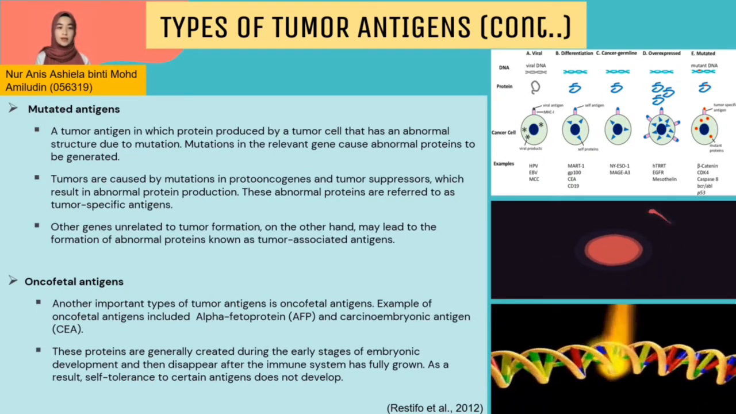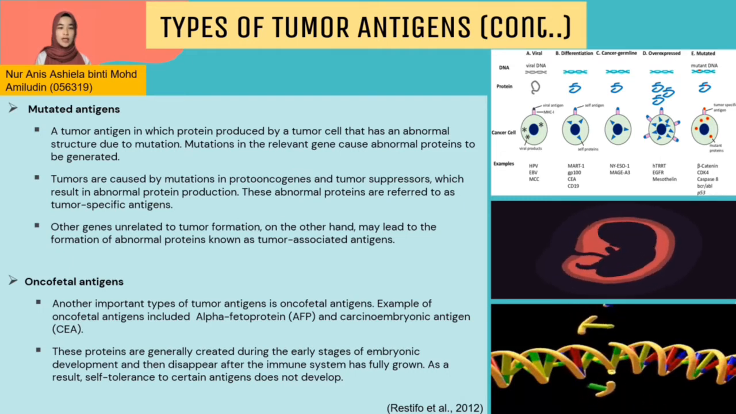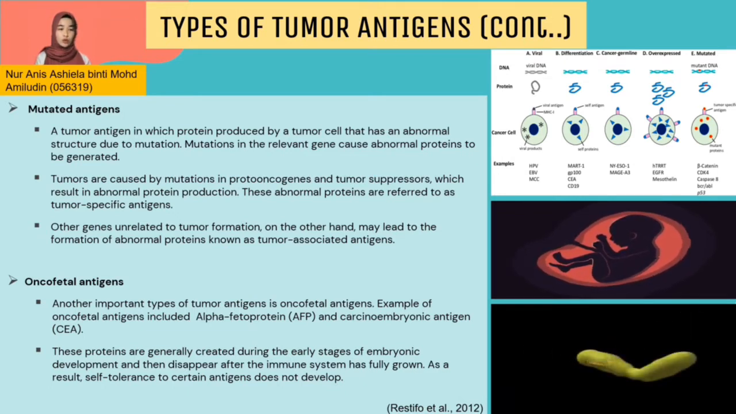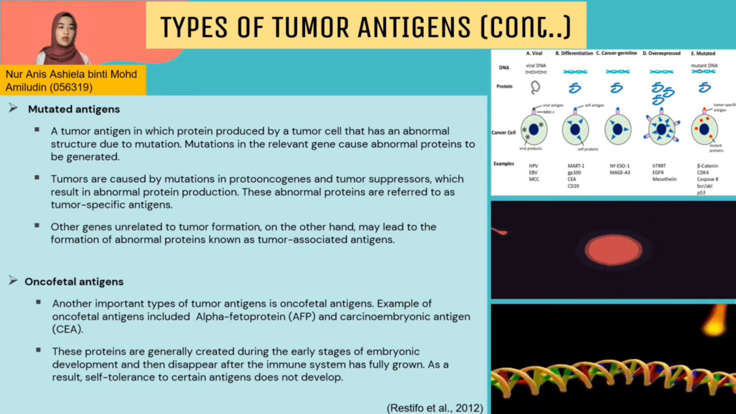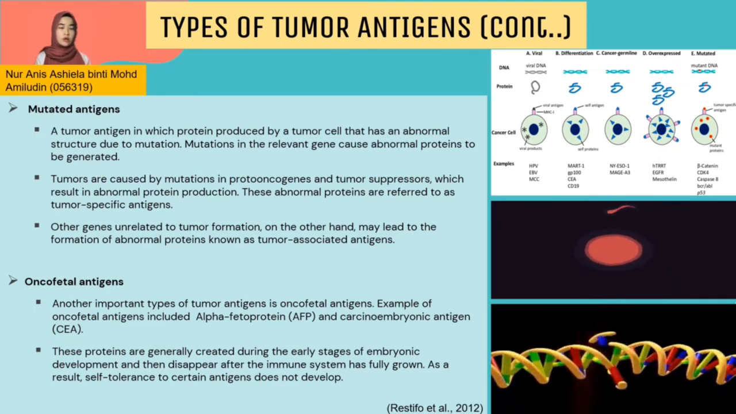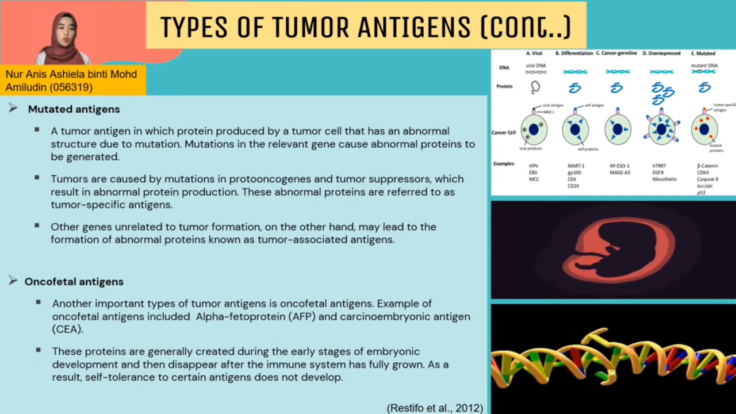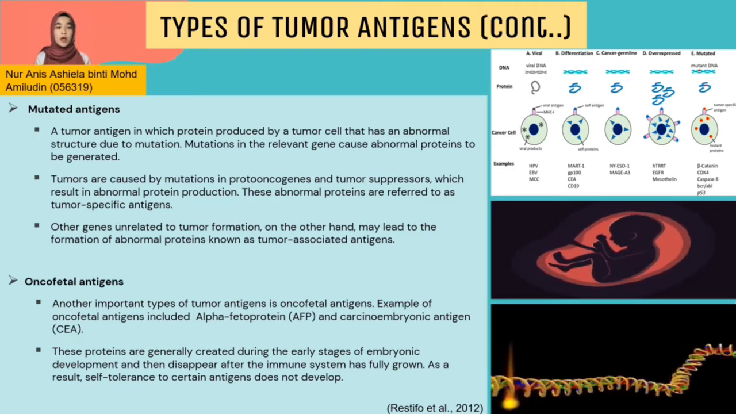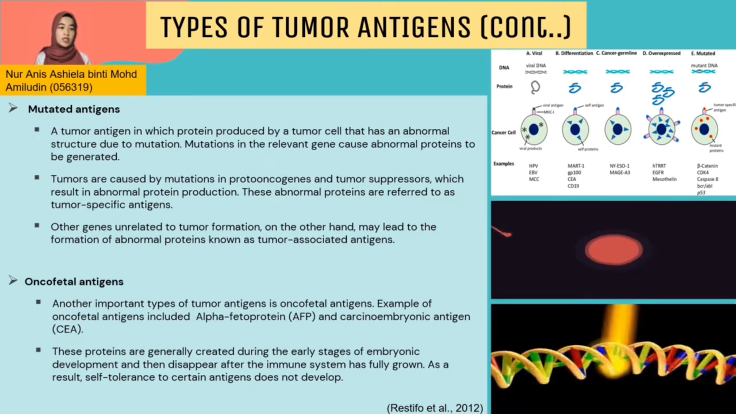Next, in this slide, I will explain two examples of tumor antigen, which are mutated antigen and oncofetal antigen. Mutated antigen is a tumor antigen in which the protein produced by a tumor cell has an abnormal structure due to mutation. Mutation in the relevant gene causes abnormal protein to be generated. Tumors are caused by mutation in proto-oncogenes and tumor suppressors, which result in abnormal protein production. These abnormal proteins are referred to as tumor-specific antigen. The abnormal products of the P53 and CDK4 genes are examples of tumor-specific antigen.